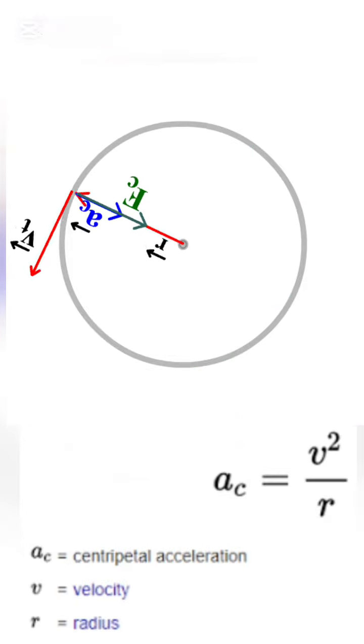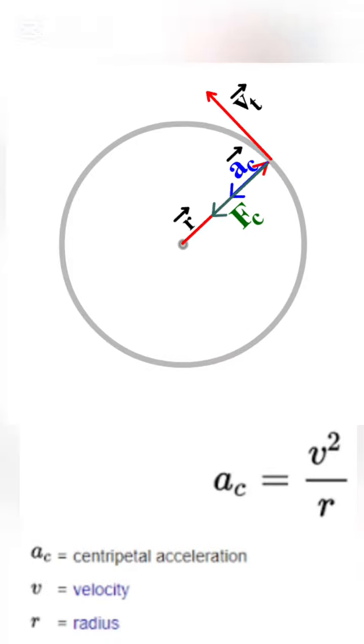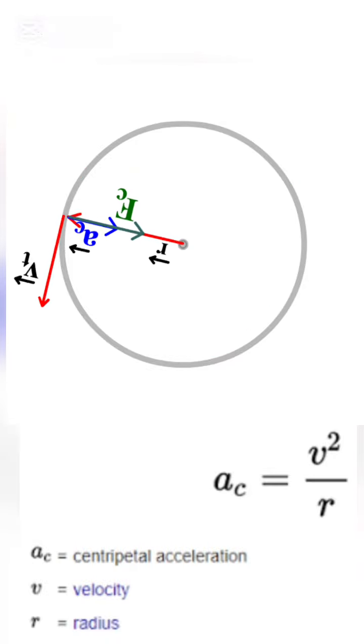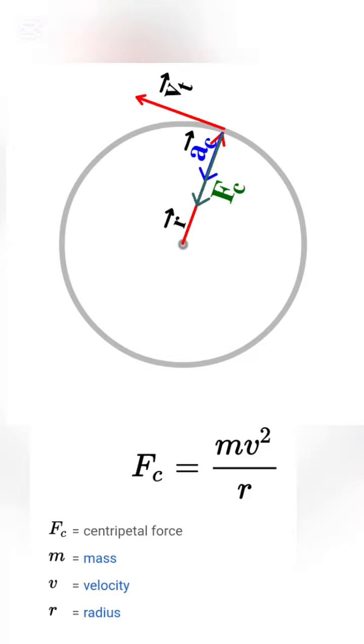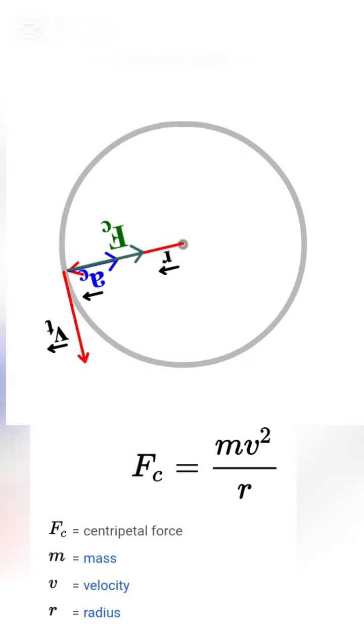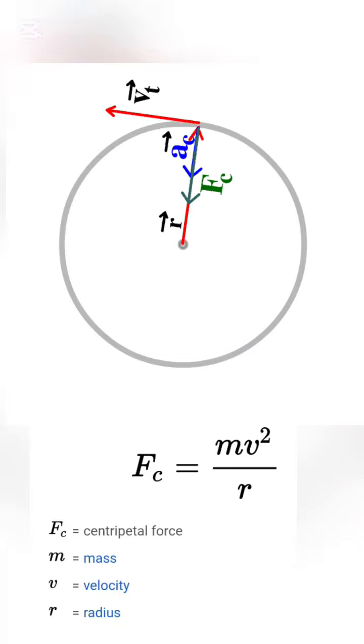This acceleration is directed towards the center of the circular path and is known as centripetal acceleration, given as a = v²/r, where a is centripetal acceleration, v is velocity, and r is the radius of the circular path. The force required to keep an object moving at a constant speed in a circular path is called the centripetal force. It acts along the radius and towards the center of the circle. It is given by F = mv²/r, where m is the mass of the object, v is velocity, and r is the radius of the circular path.